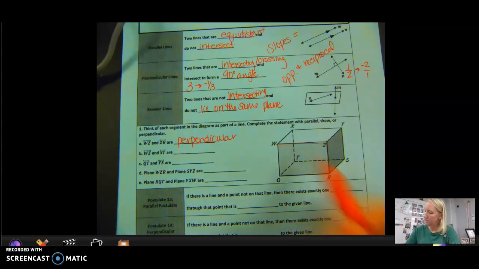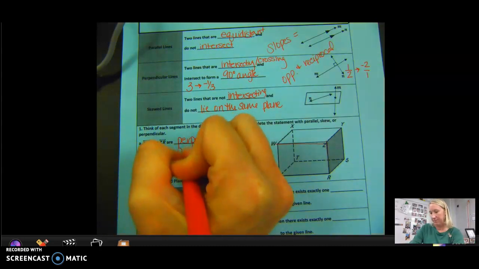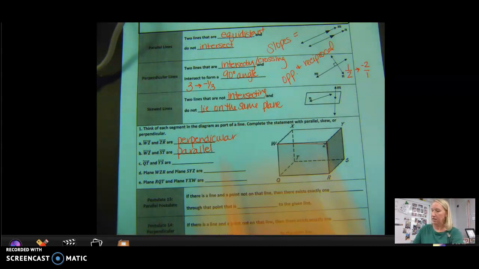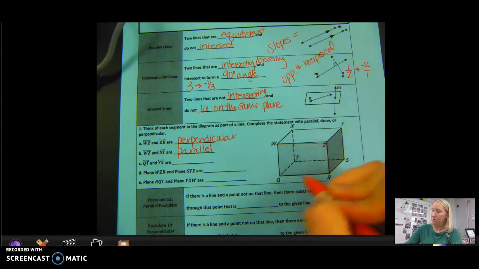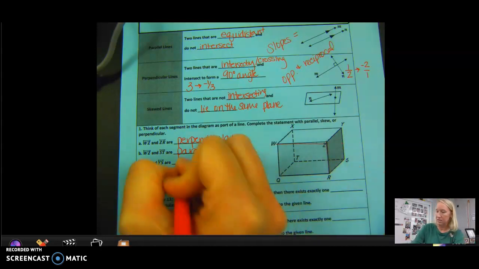Next one is W to Z and S to T. Those guys would be parallel. Q to T and Y to S. So those will never cross. So they can't be perpendicular. They're not parallel. So therefore, they are on two different planes, so they are skew.